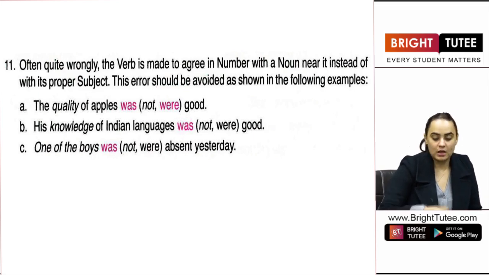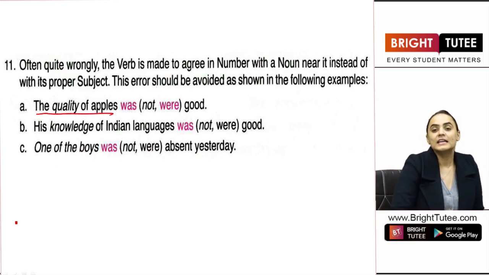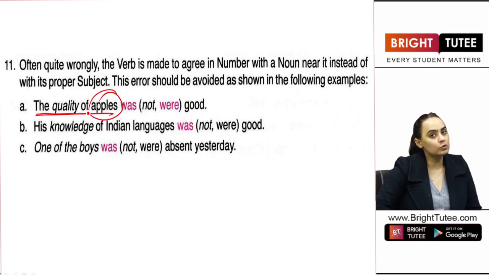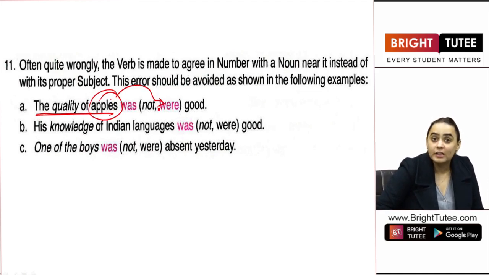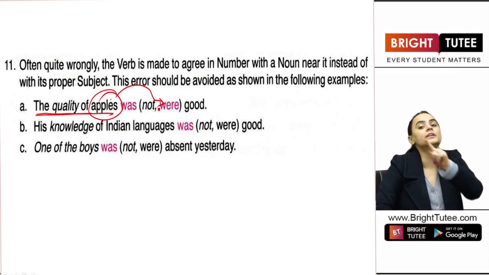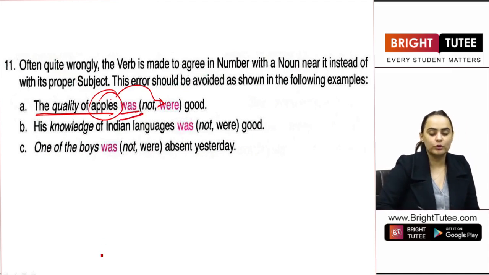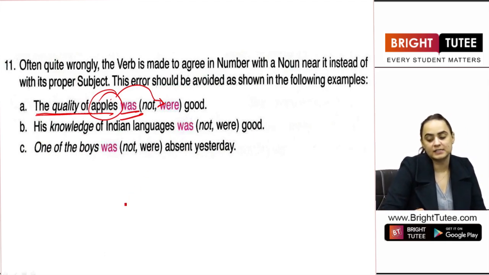For example, the quality of apples. Here, the subject is the quality of apples and not just apples. What do the students do usually? They take apples to be the subject and use the verb were. However, here the subject is the quality of apples, which is singular in nature, and therefore I am going to use was. Similarly, his knowledge of Indian languages was good.